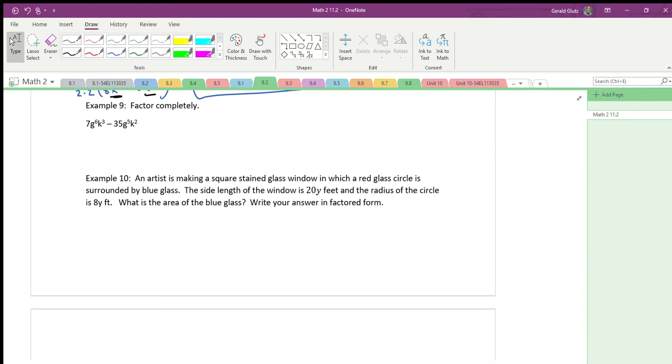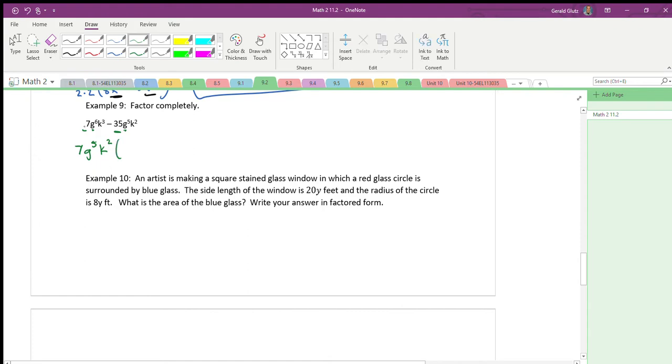And then example 9, factored completely. So first thing I'm going to do is look at the two numbers. So I know that 7 goes into both of those numbers, so I'm going to factor out a 7. I know that g and g are both in here. So what is the smallest exponent? That would be to the 5th. So I want to take out as much of these two things as I can. So k, they both have a k. 2 is the smallest exponent, so I'll take out k squared.